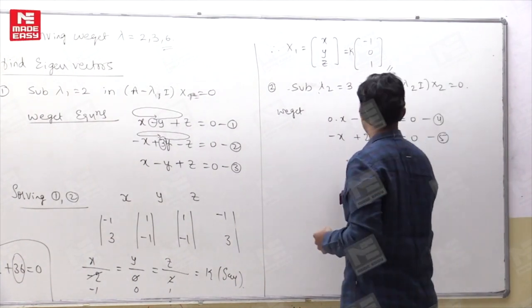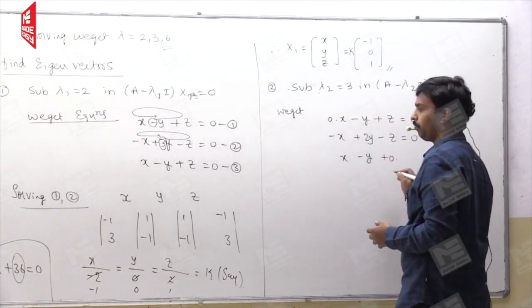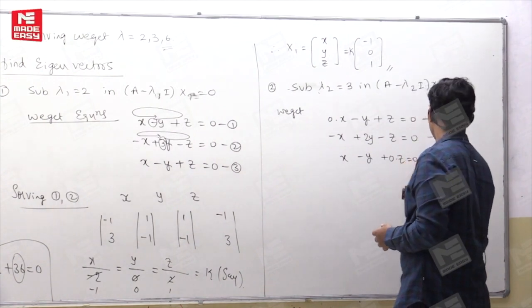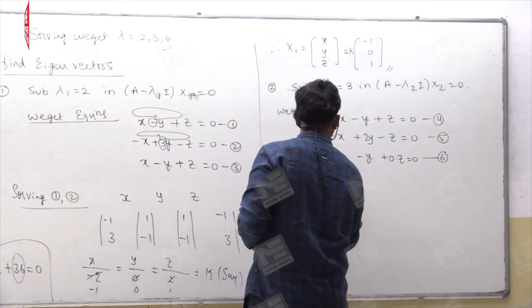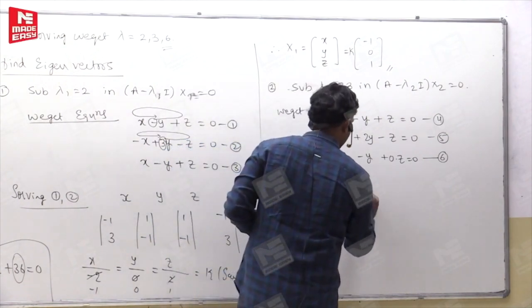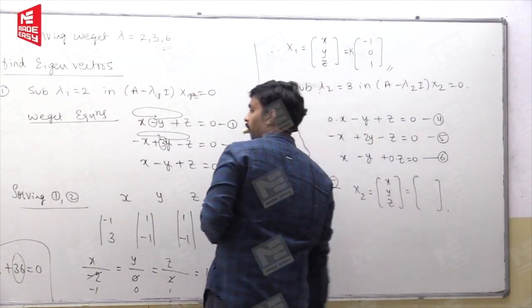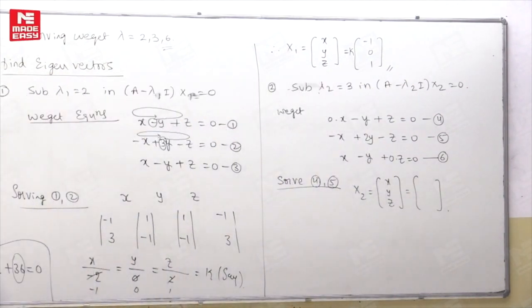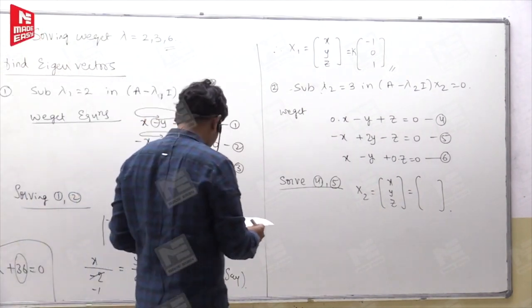Now if you want to write the third equation also, no problem. x minus y, 3 minus 3 will be 0, so that is 0z is equal to 0. So this is the sixth one. Now I am going to solve only the fourth and fifth. By solving them, we are going to get x2, that is x, y, z, equal to the eigenvector for lambda 2 is equal to 3. So 2 is over.